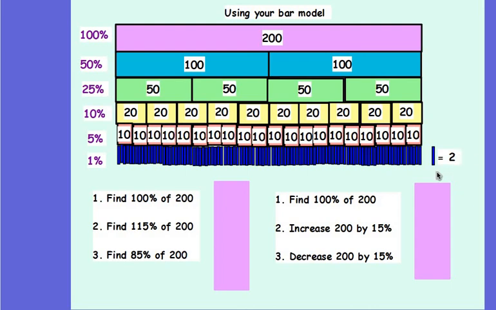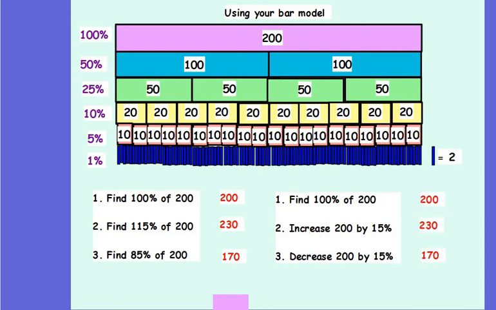Right, let's look at the answers. So 100% of 200 is just 200. 115%, we'd need the 100% plus a 10% plus a 5%, which would give you 230. And for 85%, I could make that from 50%, 3 lots of 10% and a 5%, which would give me 170. If you did the second lot of questions, you'll notice the answers are exactly the same. Because if I increase something by 15%, I've now got 115% of it. And if I decrease it by 15%, that leaves me with 85%.